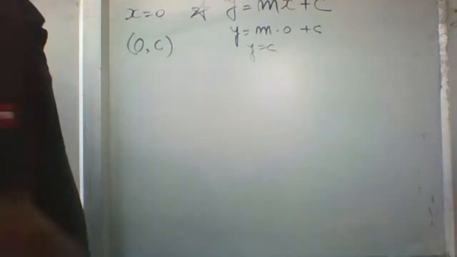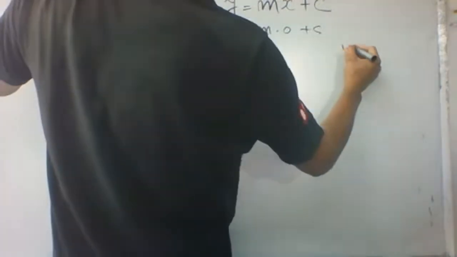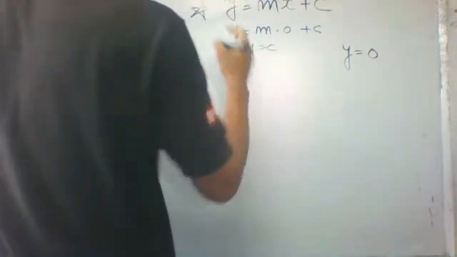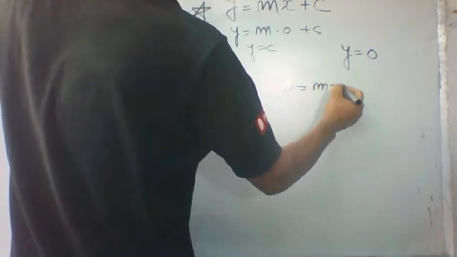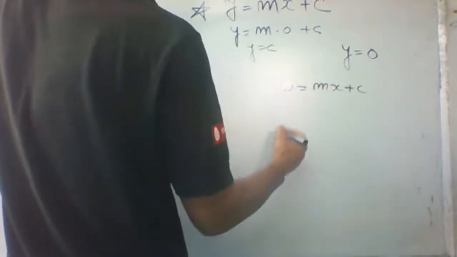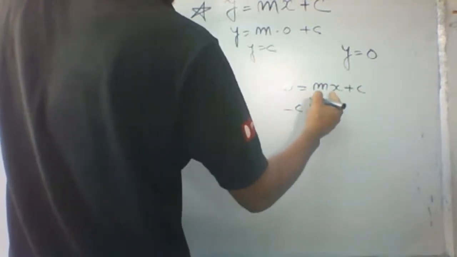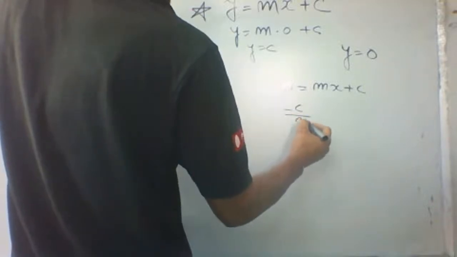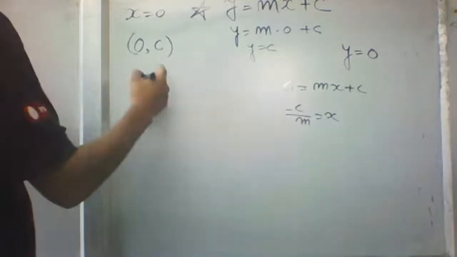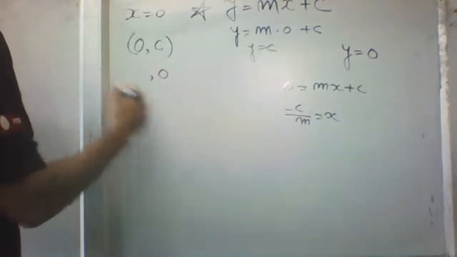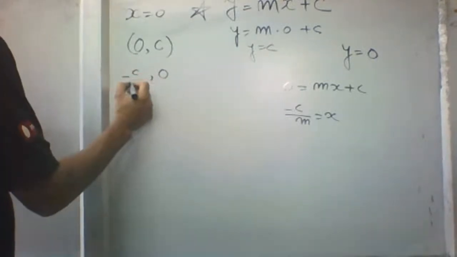Okay, now I am saying y is equal to 0. Second part, now I will put y is equal to 0. What happens? 0 is equal to mx plus c. c will come over here as minus c, and m will go to the downward side, so x is equal to minus c upon m. When we put y is equal to 0, the value of x would be minus c upon m.